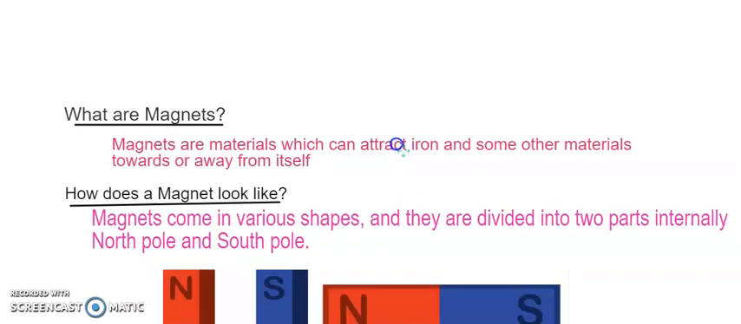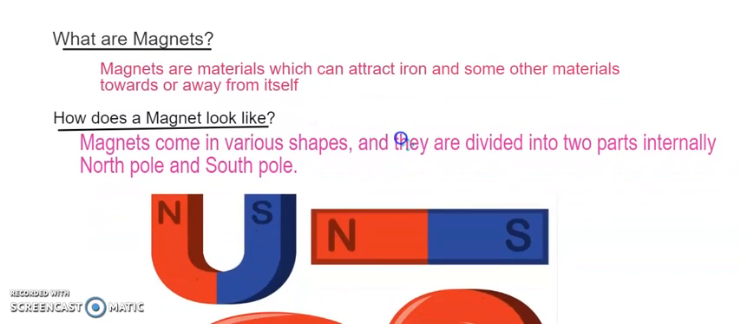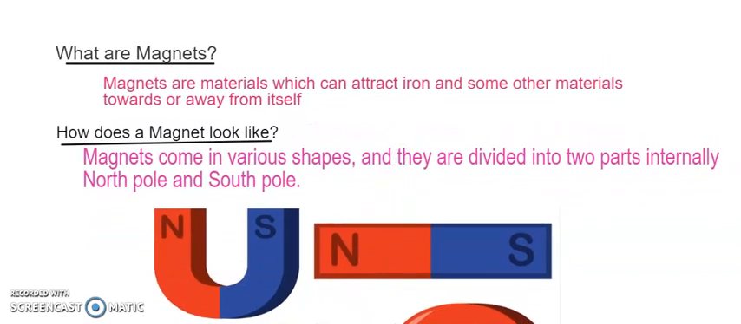Hello everyone, and today we'll be learning about something very new in physics. It is related to magnets and the magnetic effect. So before we start, what are magnets? Magnets are nothing but those materials which attract iron or some other materials towards or away from itself. That is called a magnet.